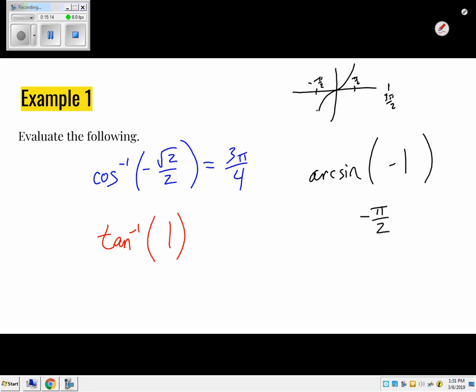Tangent inverse of 1. First of all, my answer has to be between negative pi over 2 and pi over 2, right? Same as sine. So that same motion we did with sine. Someone said 3 pi over 2. That's out here. That's a no-go. Pi over 4. I agree. I think the sine, cosine, tangent table is going to help me out way more than this. Where's tangent equal to 1? Pi over 4.